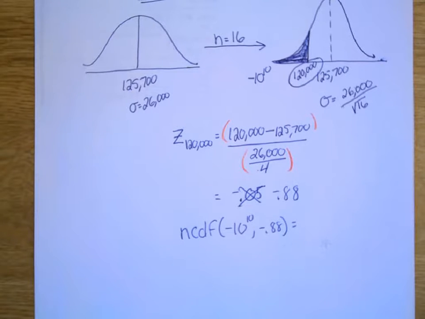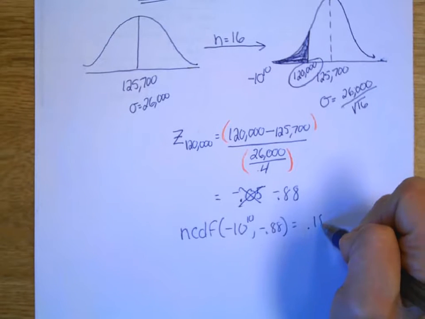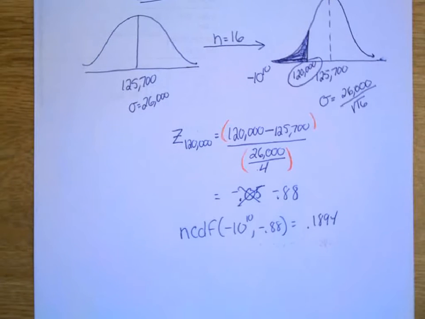Oops, negative 0.88. I got 0.1894. I think we should try one more.